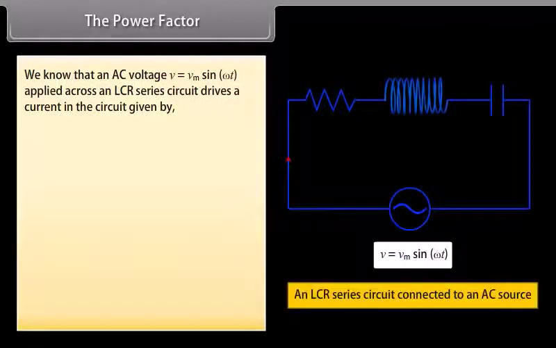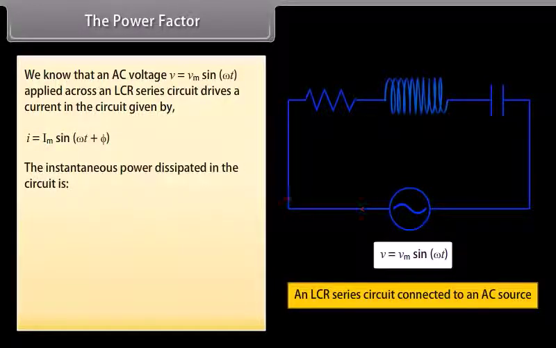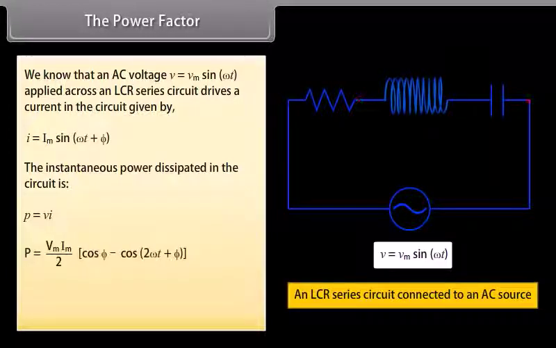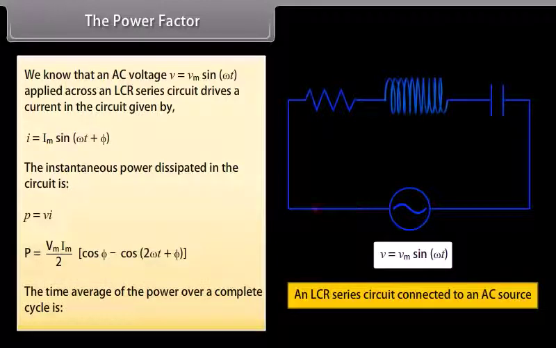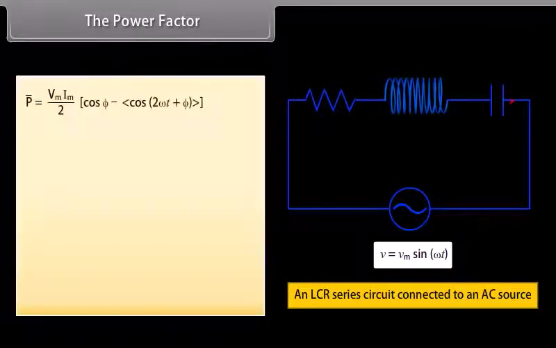The power factor. We know that an AC voltage V equal to Vm sin omega t applied across an LCR series circuit drives a current in the circuit given by Im sin of omega t plus phi. The instantaneous power dissipated in the circuit is P equal to VI. The time average of the power over a complete cycle is given by VRMS into IRMS into cos phi.